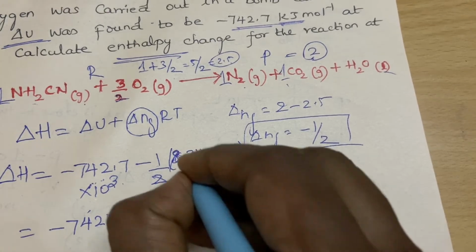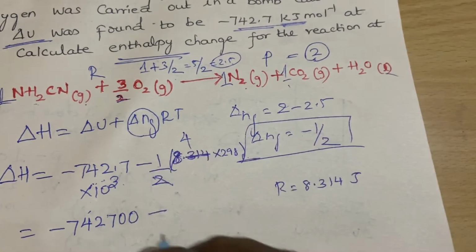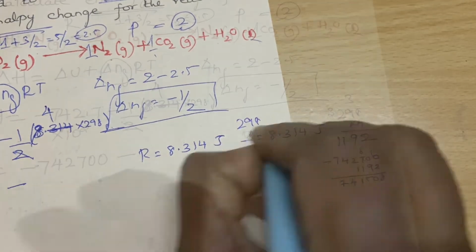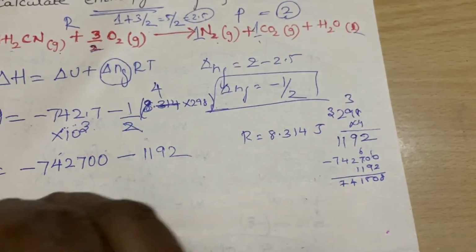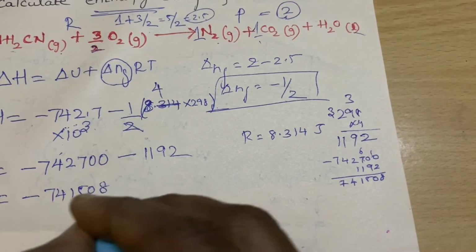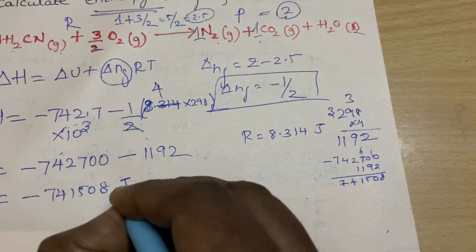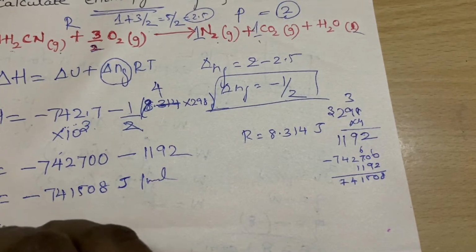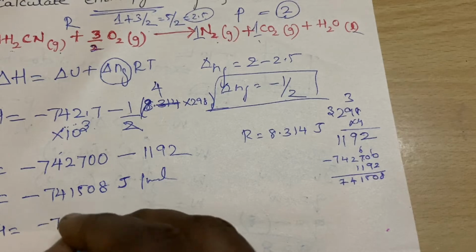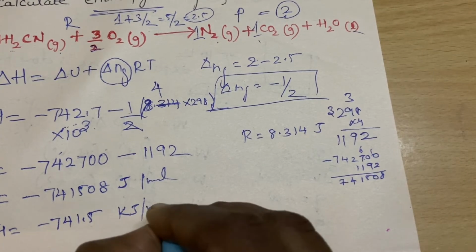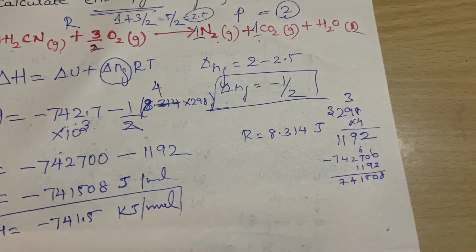So 8 divided by 2 is 4. If you multiply 298 into 4, you are getting not much difference from your original answer. So this is in joules per mole. So the answer in kilojoules per mole is actually 241.5 kilojoules per mole. Okay, this is your answer.